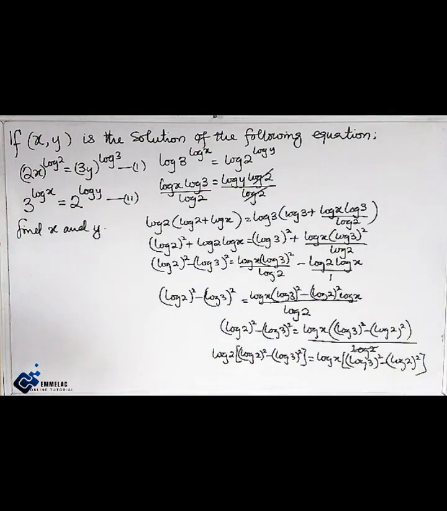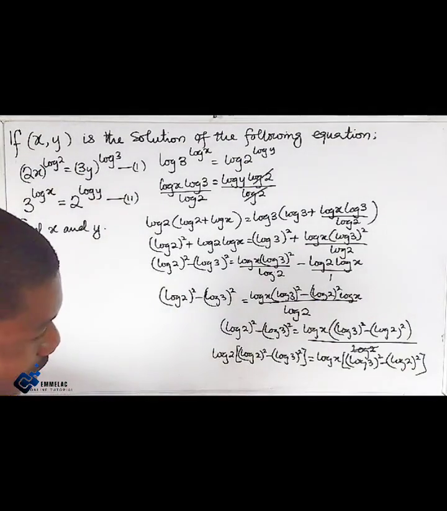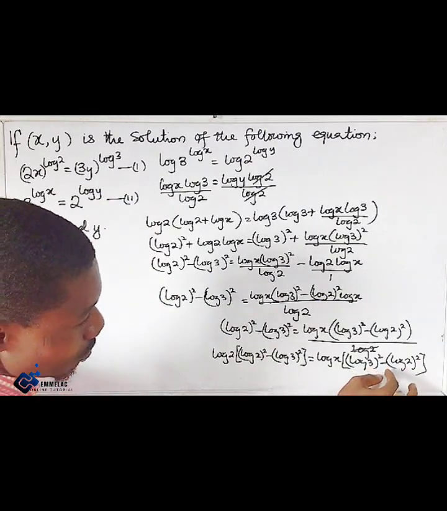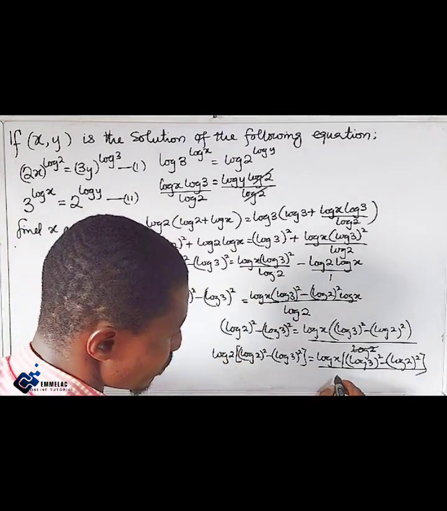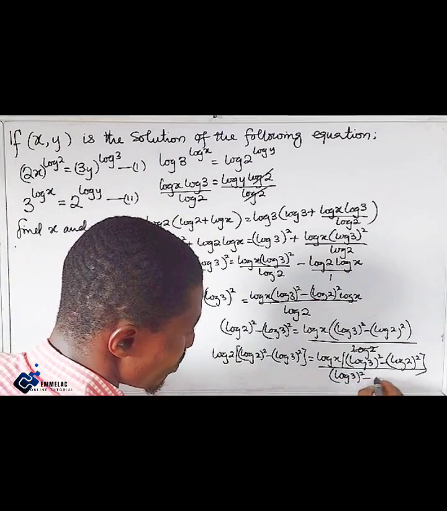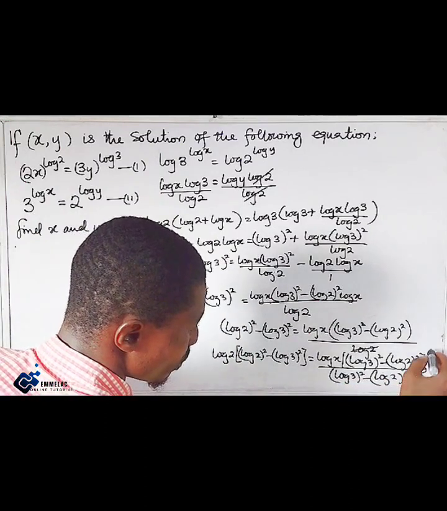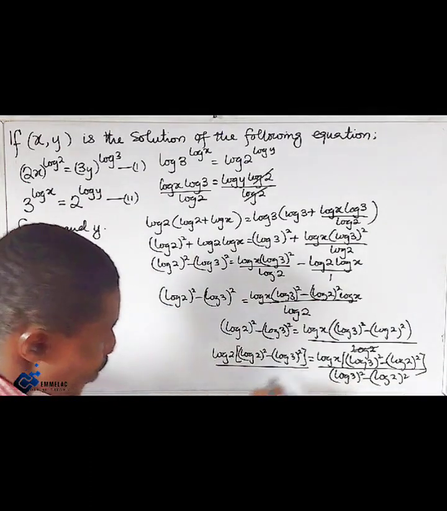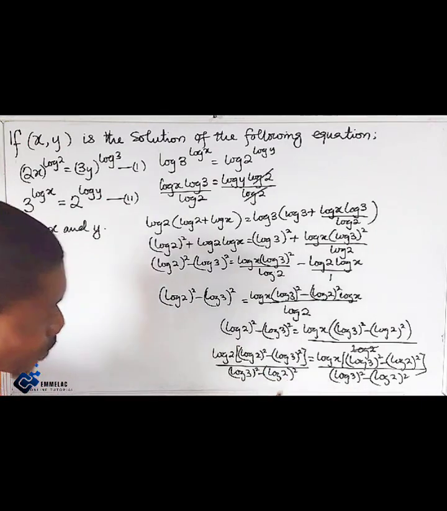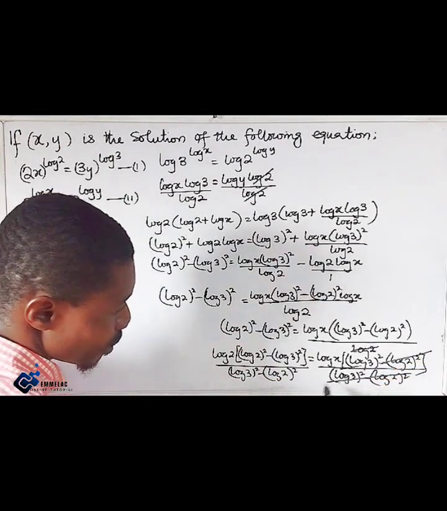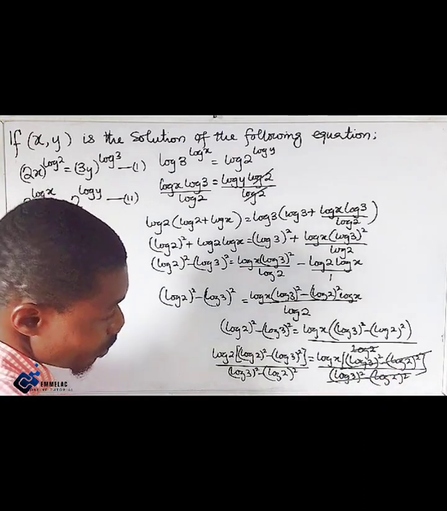Okay, so to this end, let's divide both sides by log 3 raised to the power of 2 minus log 2 raised to the power of 2. So here we have log 3 raised to the power of 2 minus log 2 raised to the power of 2, all over log 3 raised to the power of 2 minus log 2 raised to the power of 2. Now the whole of this, we eliminate the numerator and the denominator. So we are left with log x.